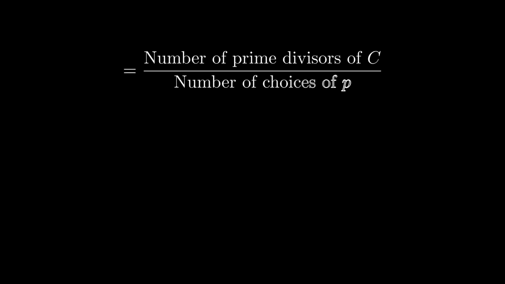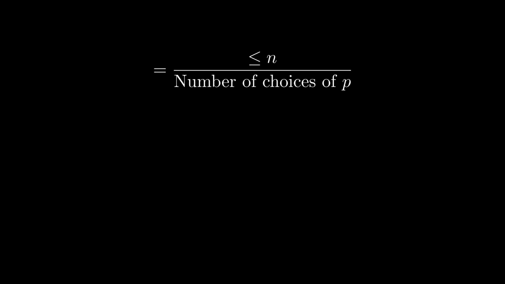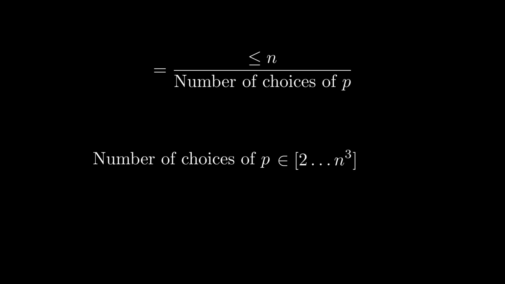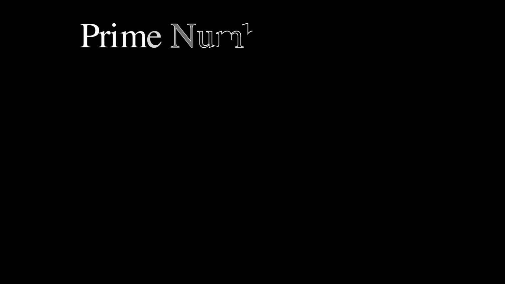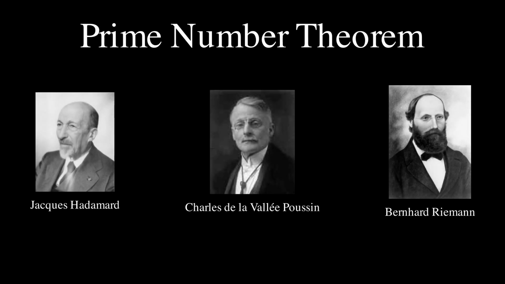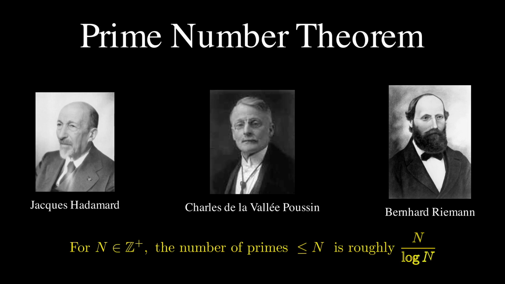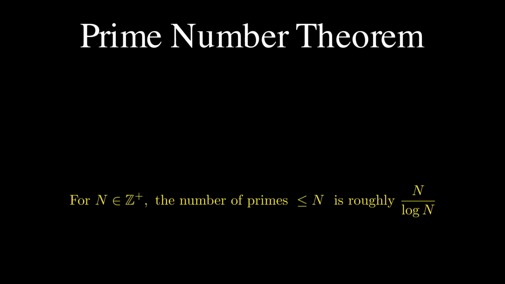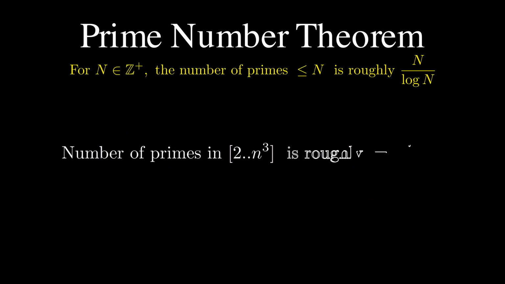Returning to our fraction, we have found a bound for the numerator, so we should now approach the denominator. Recall that the value p is chosen from the integer interval 2 to n cubed. How many prime numbers are there to choose from this interval? By the prime number theorem proved by Jacques Hadamard and Charles-Jean de la Vallée-Poussin in 1896, who used ideas by Bernhard Riemann, the number of primes less than or equal to n for some integer n is roughly n over log n. So the number of primes in 2 to n cubed is roughly n cubed over 3 log n.